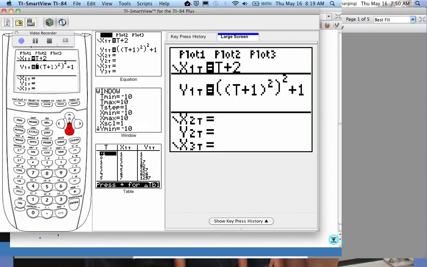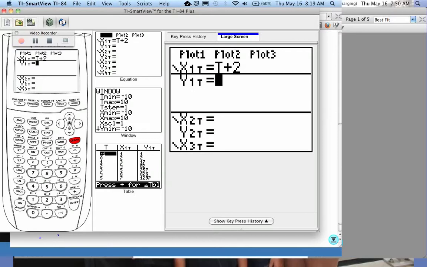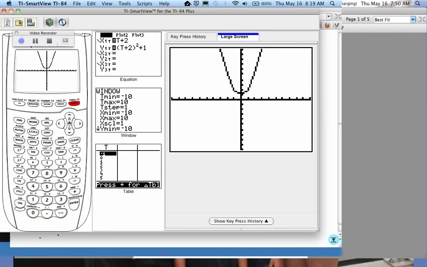So the first one needs to be t plus 2, and we'll clear this out. And this is t plus 2, square it, plus 1. Now it should be a U-shaped graph, shifted up 1. And it is, so we're good.